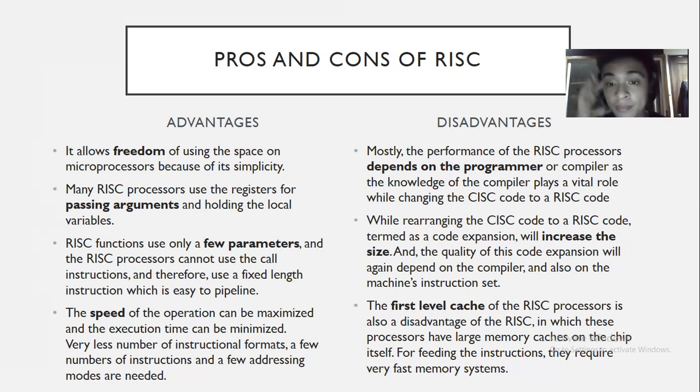To continue, the first level cache of the RISC processor is also a disadvantage of RISC, in which these processors have a large memory cache on the chip itself. For feeding instructions, they require very fast memory systems. This is one of their disadvantages. They would have to require a very fast memory system. RISC is very RAM intensive. So that wraps up the disadvantages.